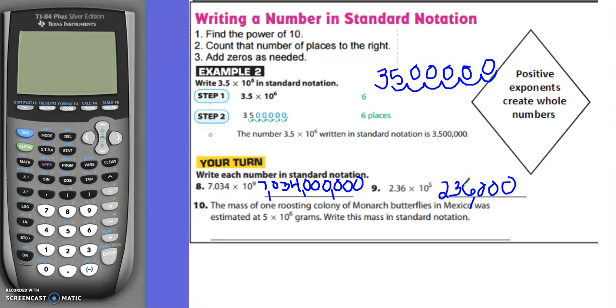All right. It says the mass of one roosting colony of monarch butterflies in Mexico was estimated at 5 and 10 to the 6 grams. Write this mass in scientific notation. So basically we're just going to add 6 zeros to this. So 1, 2, 3, 4, 5, 6. That one was easy.